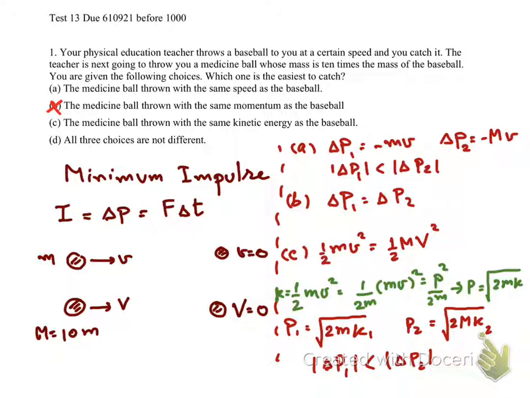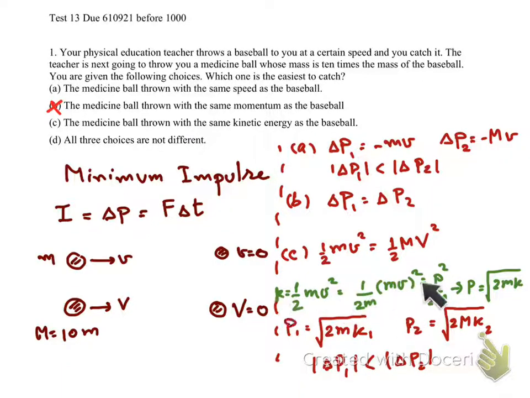Choice B, they are thrown with the same momentum, so the changes of the momentum are the same. Okay. Choice C, the medicine ball is thrown with the same kinetic energy as the baseball. We can show the relation between kinetic energy and momentum: the kinetic energy is equal to the momentum squared over 2m.